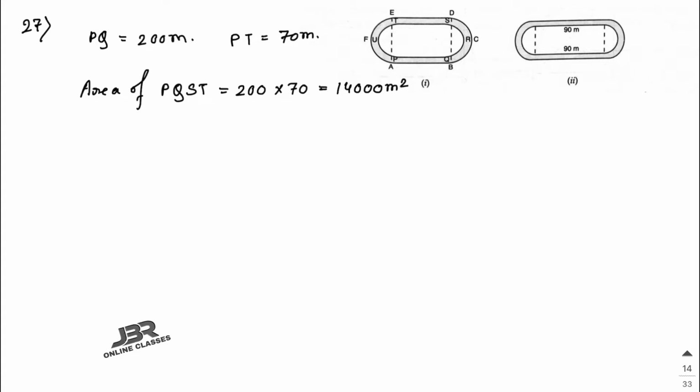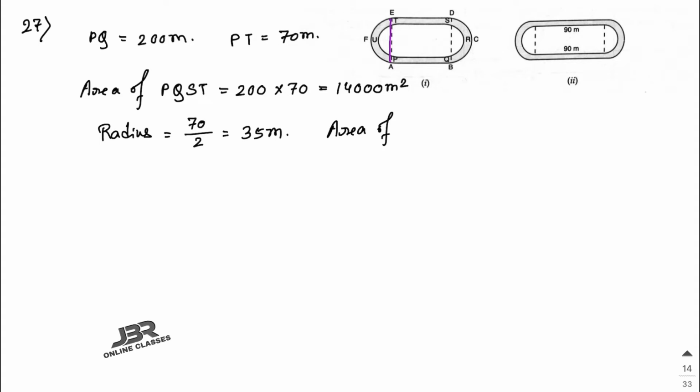Now the radius of each semicircular part on either side of the rectangle. As here this one is 70 in total, that means the radius of the semicircle equals 70 by 2, that equals 35 meter. So that means the area of both semicircular parts.